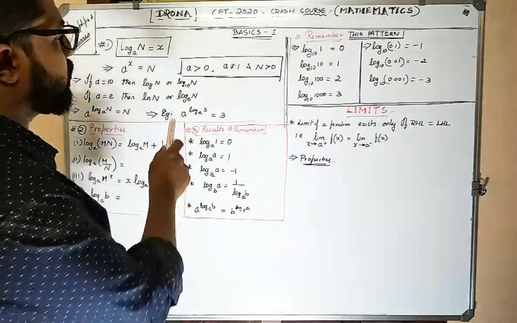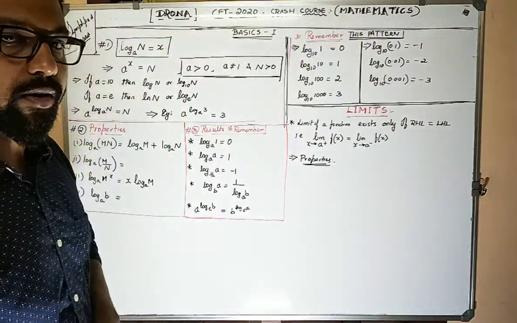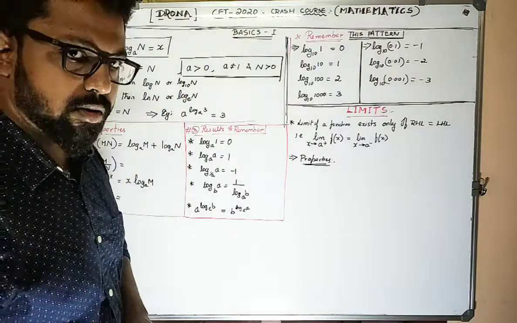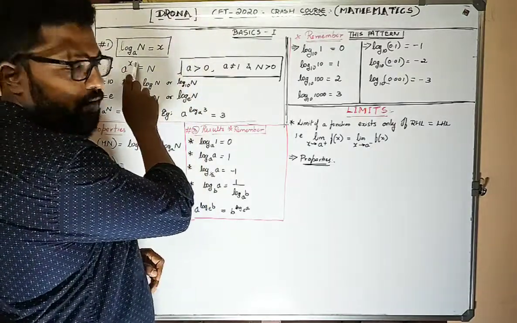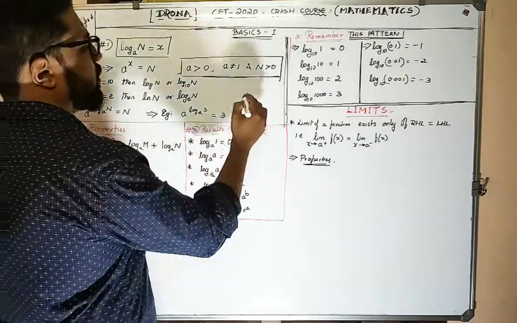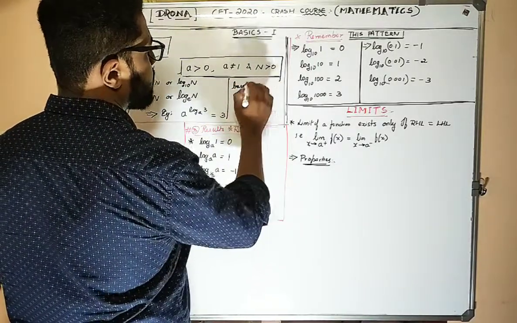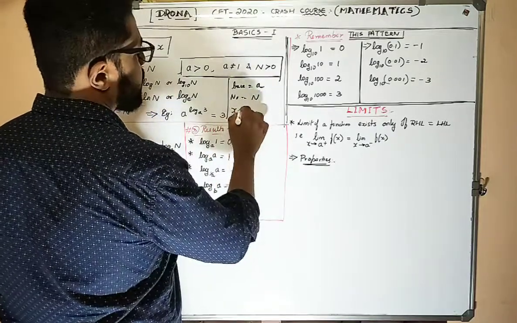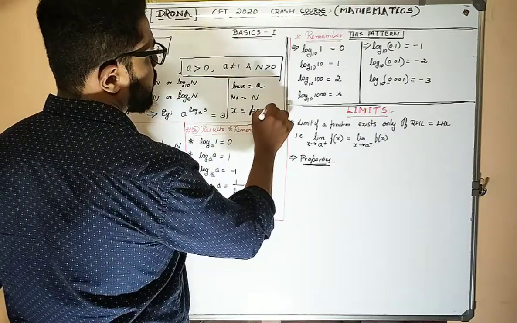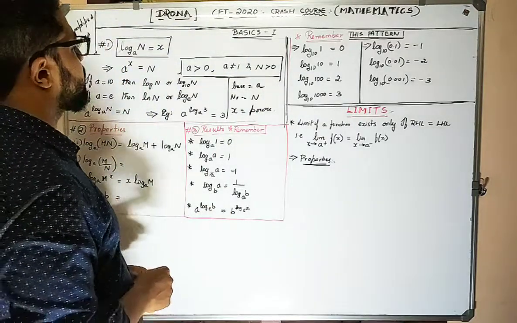So first thing you need to know is A greater than 0. So the first condition for a logarithm to exist, or for me to apply logarithm, concerns the base. A is the base over here. So I'll write it clearly for you in case you don't understand. Base is nothing but A. The number is nothing but N. And X is the power. Okay? X is the power of the logarithmic function. So let's remember it as this.